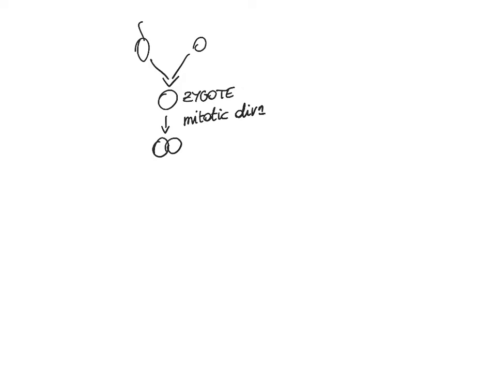When a sperm cell and an egg cell come together, they form a zygote. And that zygote will then go through mitotic divisions, or a mitotic division at first, and make two clones of the cell. So these are daughter cells that are clones, right? So they are genetically identical. That's what happens when we go through mitotic divisions. And then they divide again, and again, and again. And eventually we have this ball of cells.